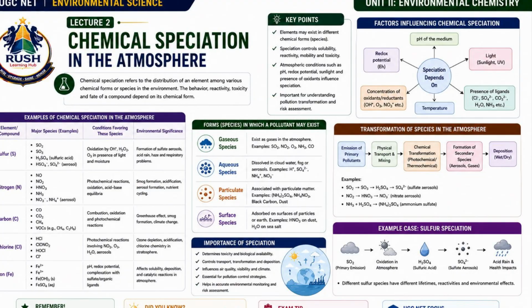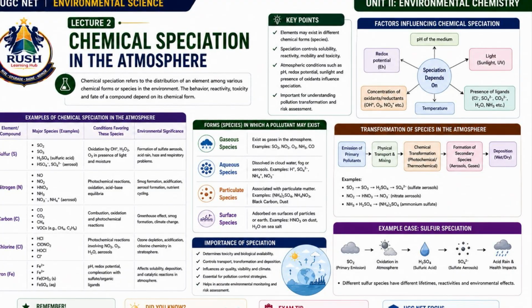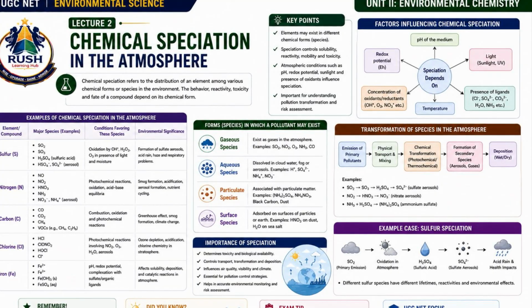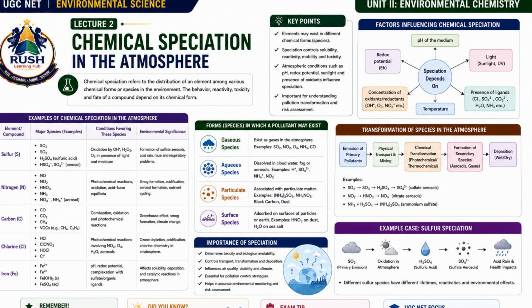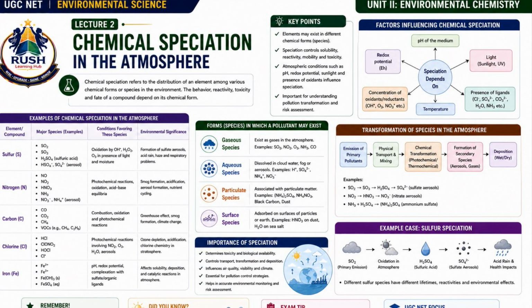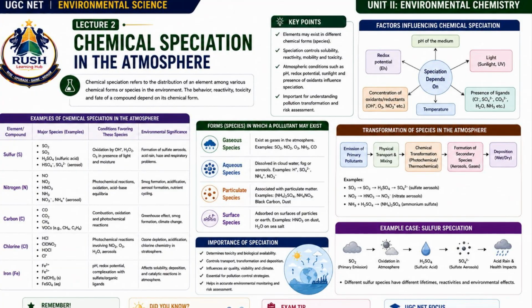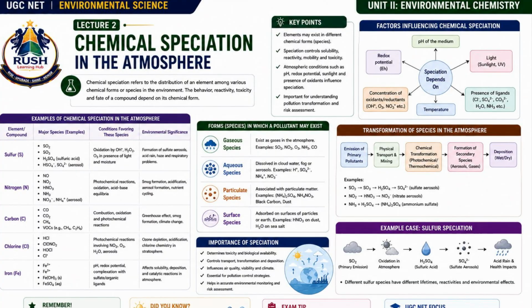Let's understand this with an example. Consider sulfur. Sulfur may exist as sulfur dioxide, sulfur trioxide, sulfuric acid, sulfate ions, or sulfate aerosols. Although all contain sulfur, each species has different environmental behavior and impacts. Sulfur dioxide contributes to air pollution. Sulfuric acid causes acid rain. Sulfate aerosols influence climate and visibility. This clearly demonstrates the importance of chemical speciation.